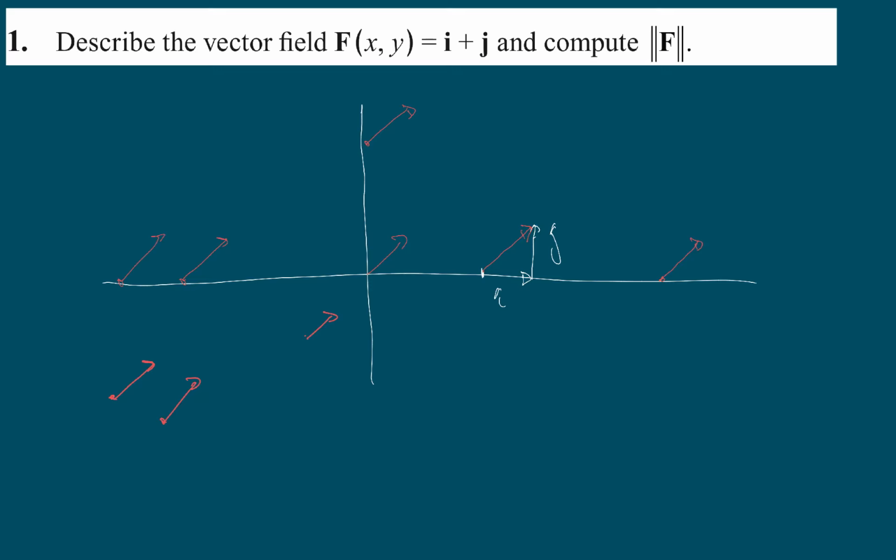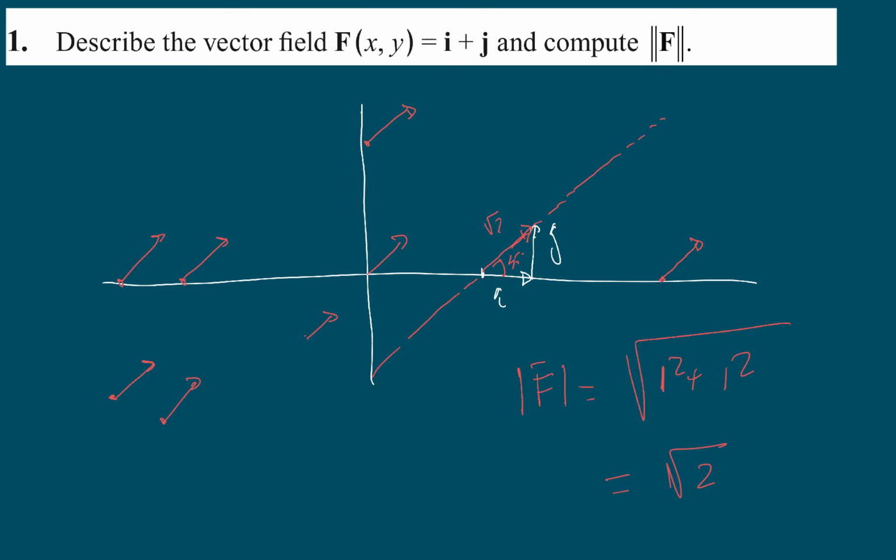And what is the magnitude? Well, the magnitude of F is the square root of 1 squared plus 1 squared, which is 2, so it's the square root of 2. So this vector field is the vector field whose direction is always 45 degrees, and whose magnitude is always the square root of 2.